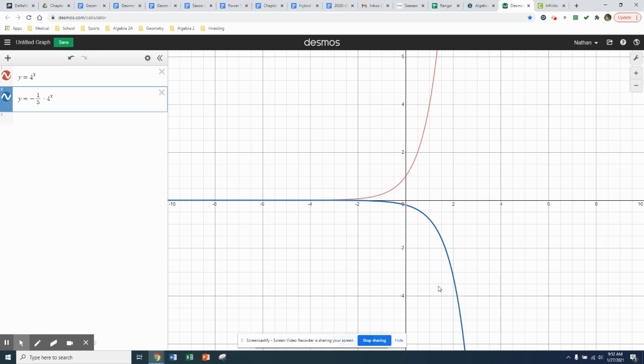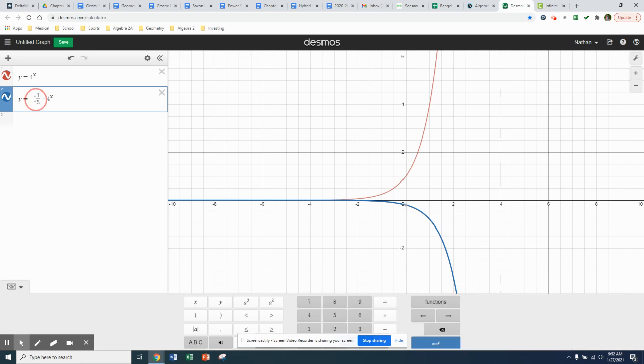There we go. So if we look here, that a value, -1/5, is going to start to transform our function. So y equals 4 to the x is our parent function. And we can see that it's got an asymptote at y equals 0. So it's approaching that x-axis, but it's not touching it. But then it increases as time goes on.